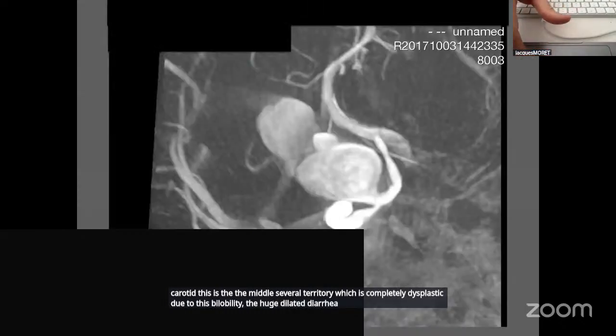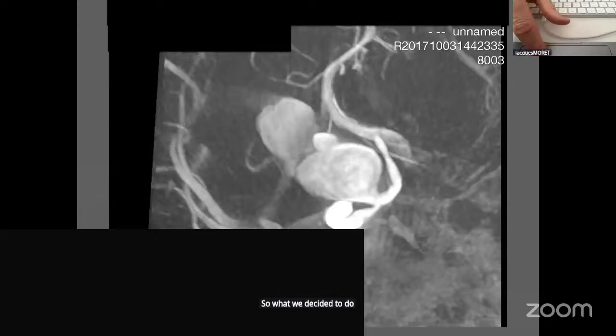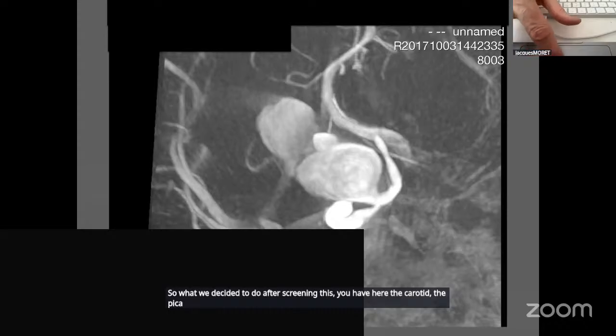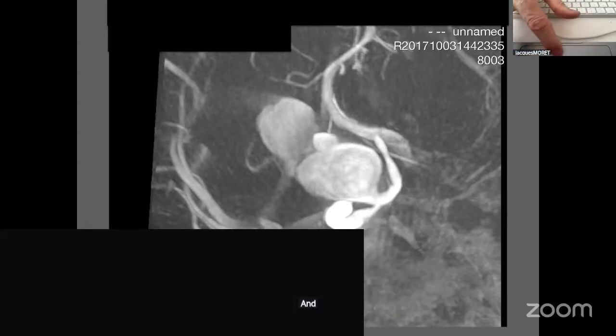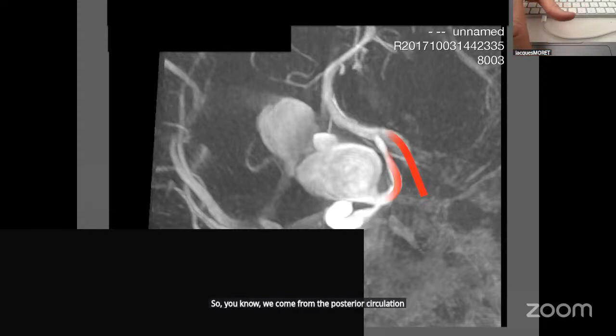So what we decided to do after screening these, you have here the carotid, the PCOM, A1 a little bit visible here, and then the middle cerebral artery. We decided to navigate from the posterior circulation, so at the same time we can bridge and cover the origin of the vertebral territory here. So we come from the posterior circulation through the PCOM, and this is the course that has been done.